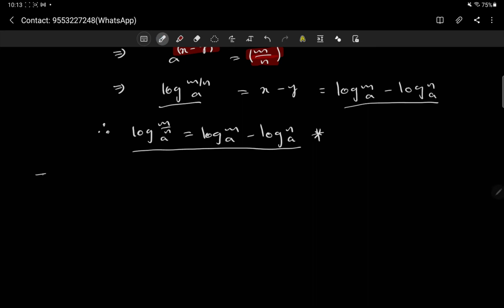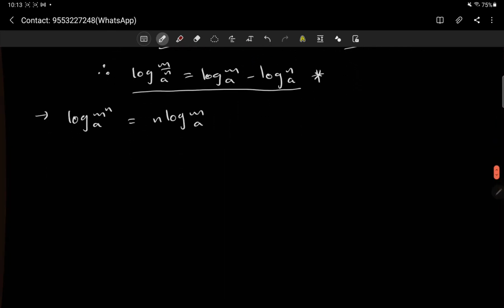So next, you see here, one more result, that is log m power n base a. That can be taken as n log m base a. Okay, this one we need to prove.